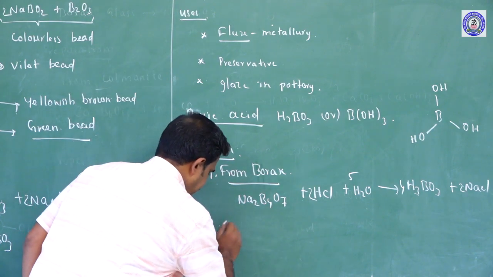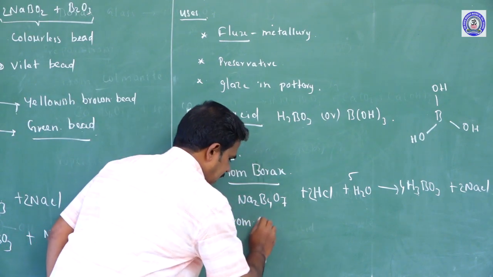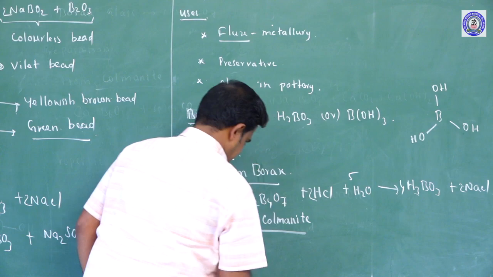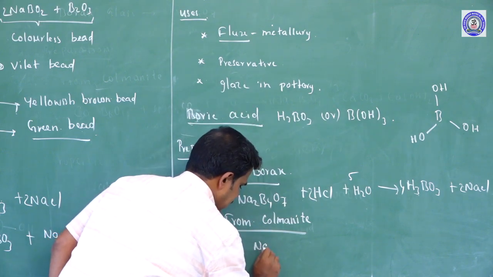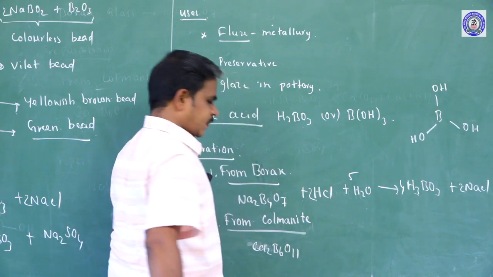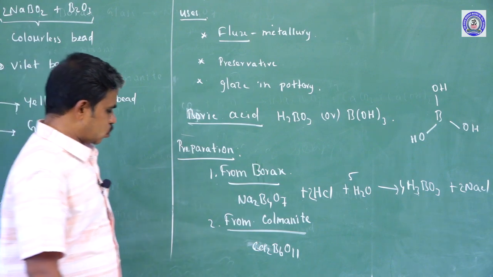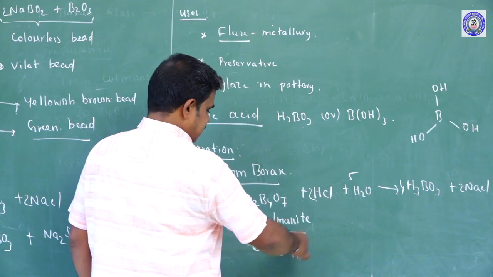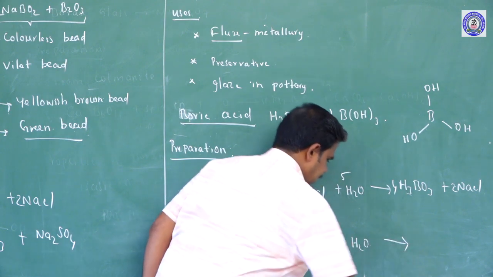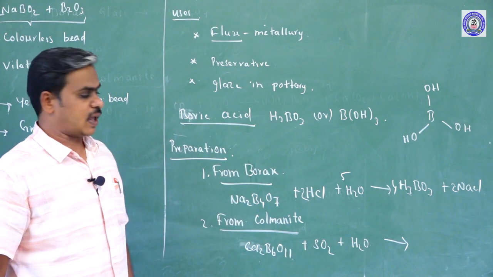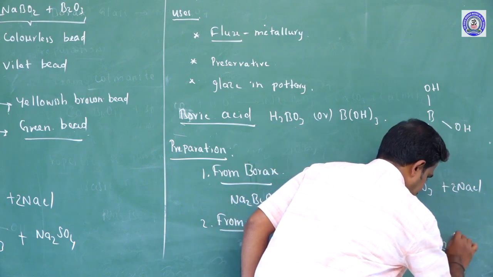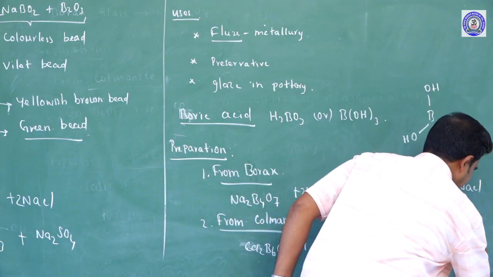And the second preparation is from colemanite. What is colemanite? It is Ca2B6O11. Colemanite is treated with sulfur dioxide and water, and we get boric acid, H3BO3, and calcium bisulfite.